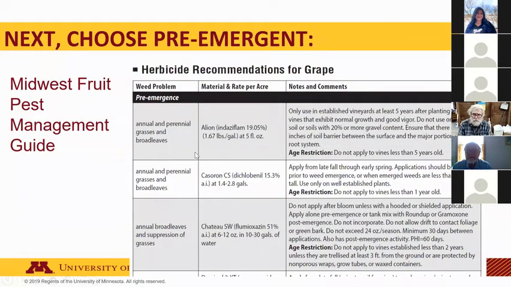And then you want to choose your pre-emergent. So let's stick with the Midwest Fruit Pest Management Guide. You scroll up in that table and it shows a lot of different pre-emergent options. So first you want to pick one that has annual grass and broadleaf activity.